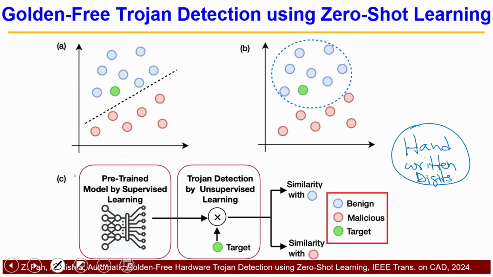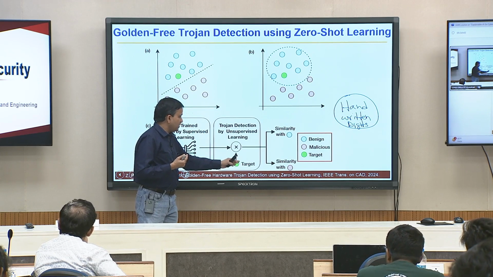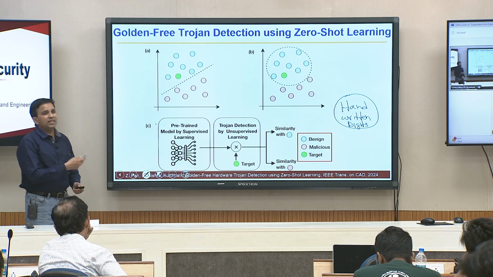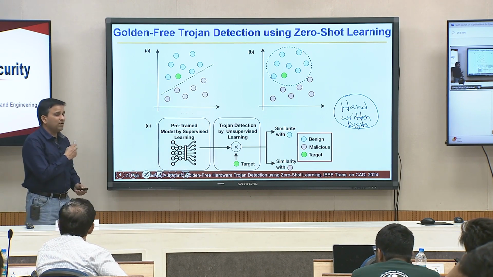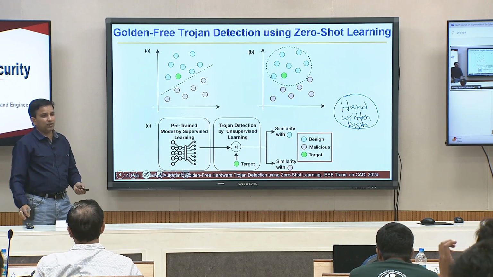It basically figures out what is similar and what is dissimilar, and then it would be able to do that. So, same thing: you give a large golden-free design, and it will tell you whether it is malicious or benign. This idea works for Trojan detection, for malware detection, for everything, because after all it is zero shot learning.